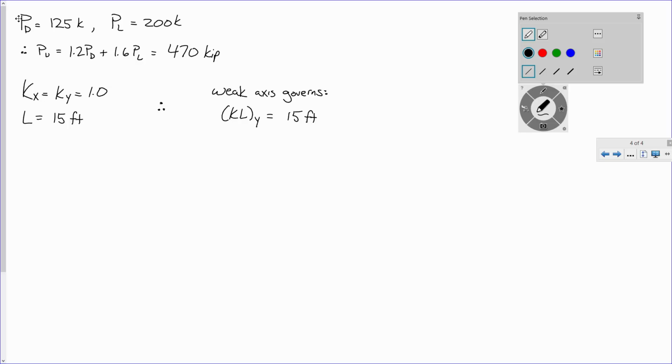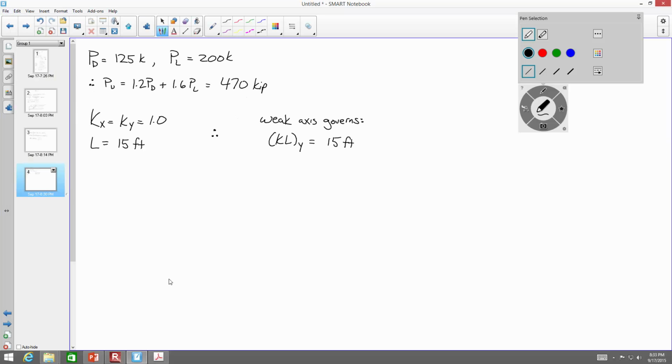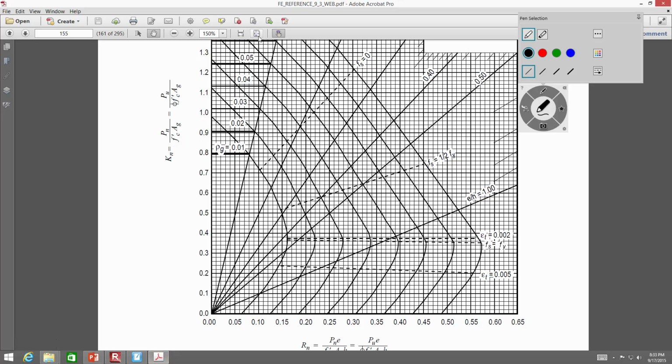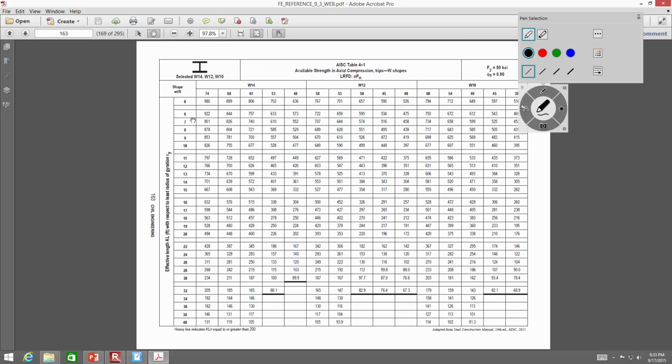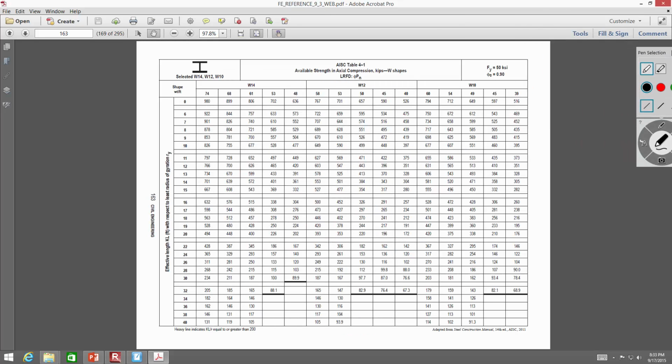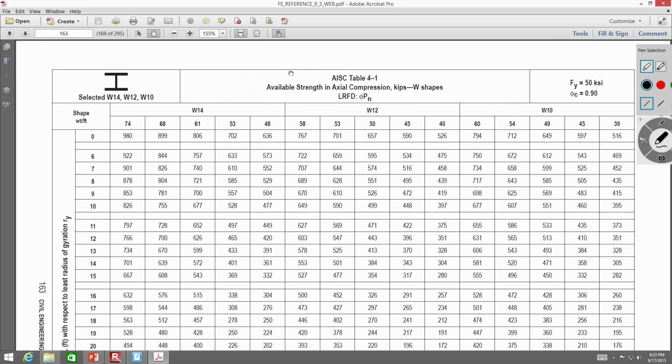Everybody good? Now, I think I can write in the PDF using the super nifty technology here. So let's see if I can do this. So here's the PDF. Now what I'm going to do is go to this page, that one right there. Let's make that big. Okay. So this is the available strength in axial compression table. In other words, this is the table that we are going to use to select a column.